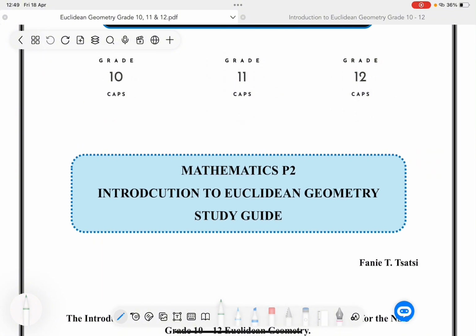This introduction to Euclidean geometry provides basic concepts and serves as a requirement for grade 10 to 12 geometry. I highly recommend that you begin your journey of Euclidean geometry from these lessons.